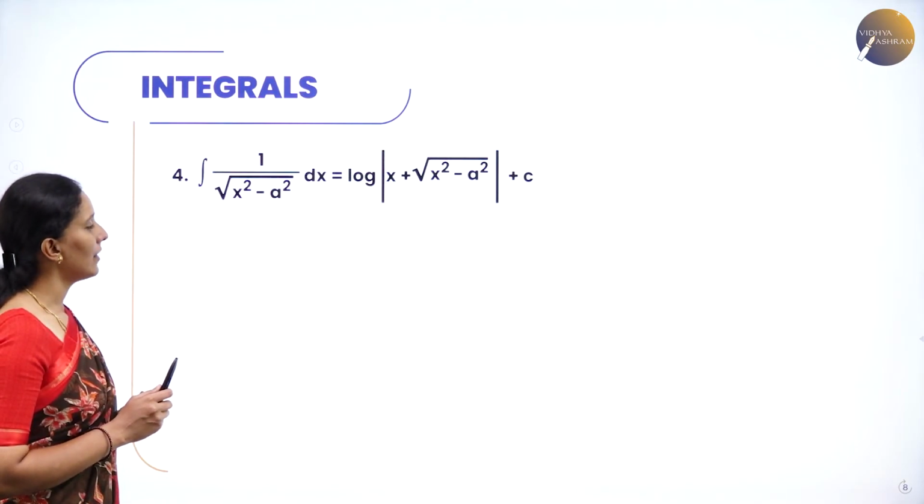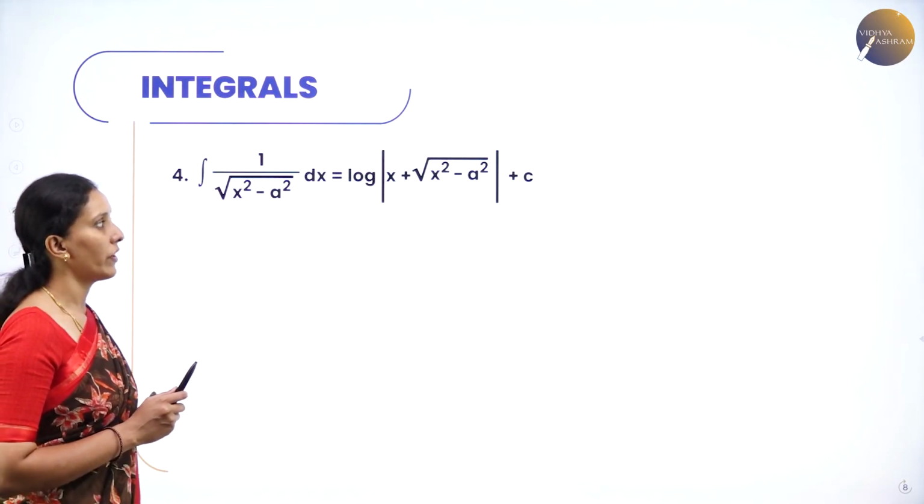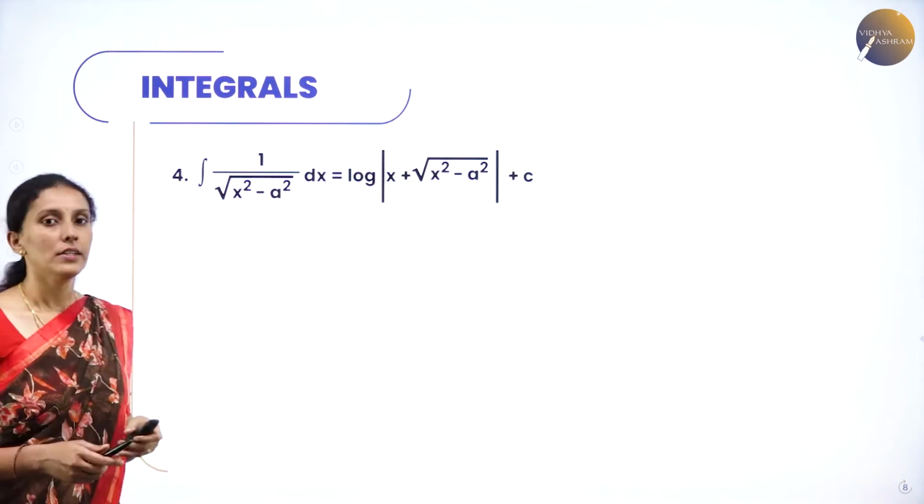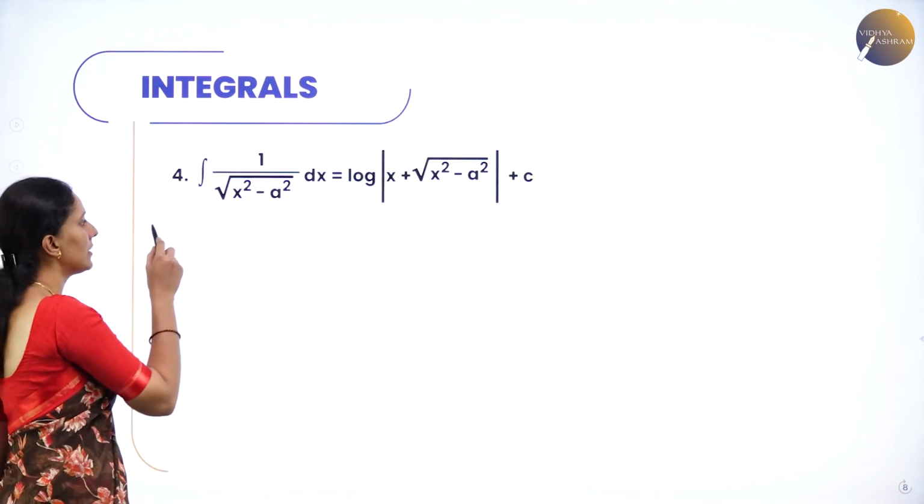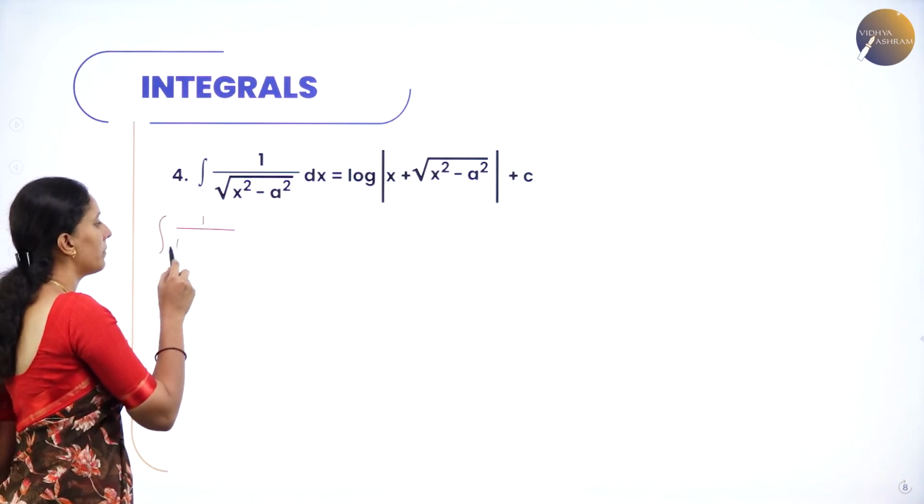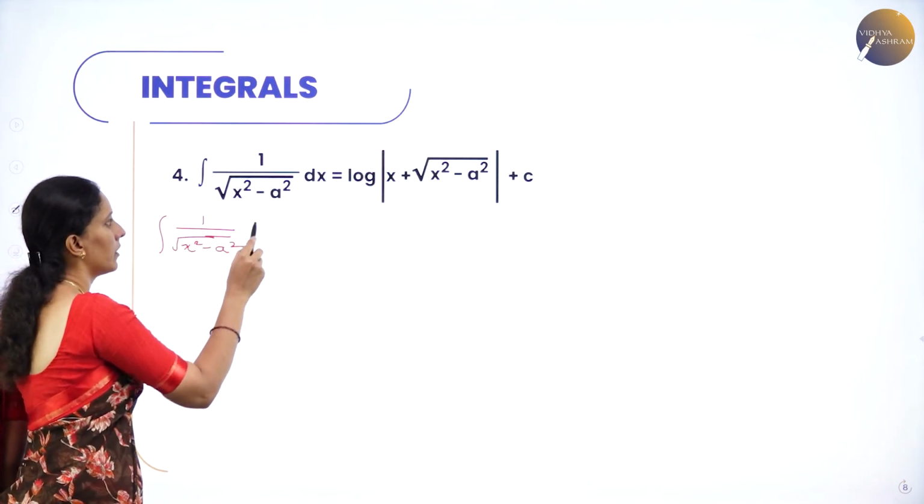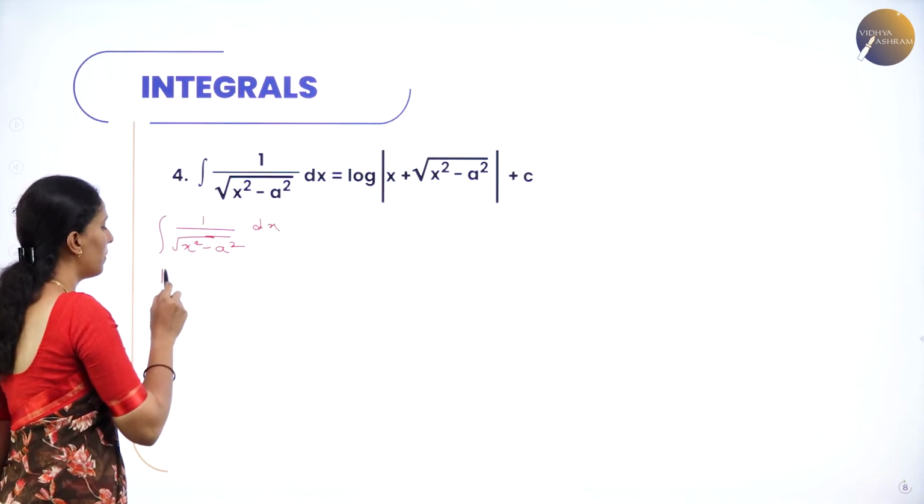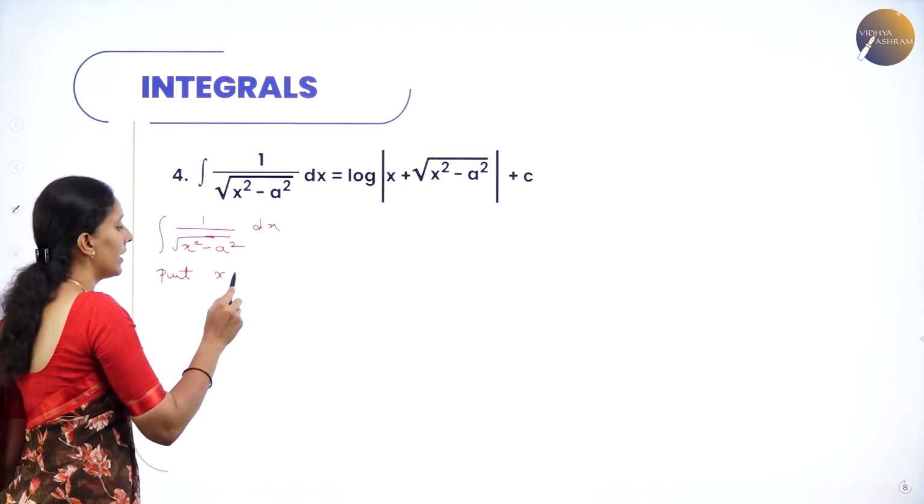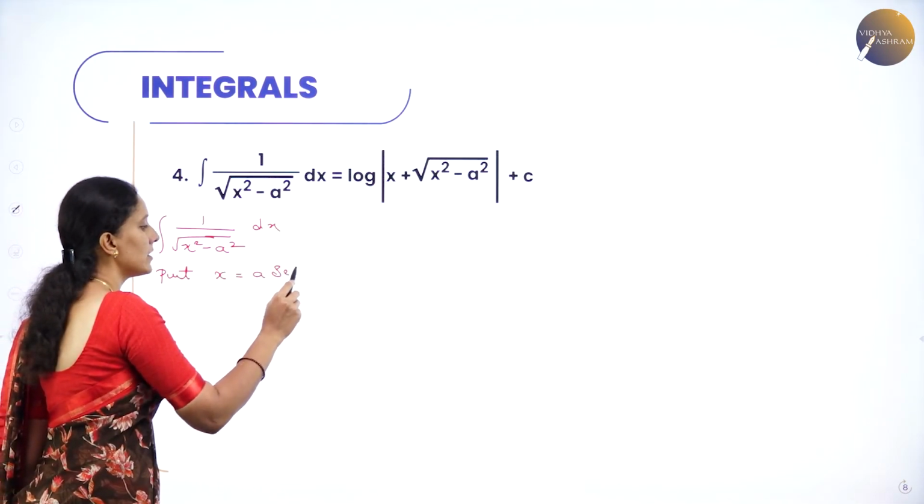Next one, we need to find out the integral as log of x plus root of x square minus a square plus c. So now here I will consider the integral 1 divided by root x square minus a square into dx. So here put x is equal to a secant theta.